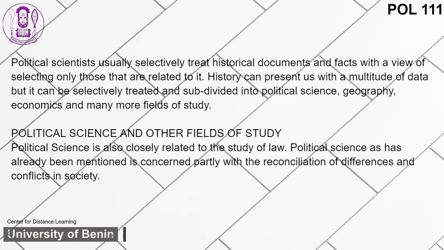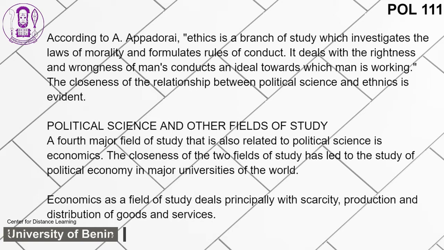Political Science and Other Fields of Study. Political science is also closely related to the study of law. Political science, as has already been mentioned, is concerned partly with the reconciliation of differences and conflicts in society. According to A. Potteray, ethics is a branch of study which investigates the laws of morality and formulates rules of conduct. It deals with the rightness and wrongness of man's conducts, an ideal towards which man is working. The closeness of the relationship between political science and ethics is evident.